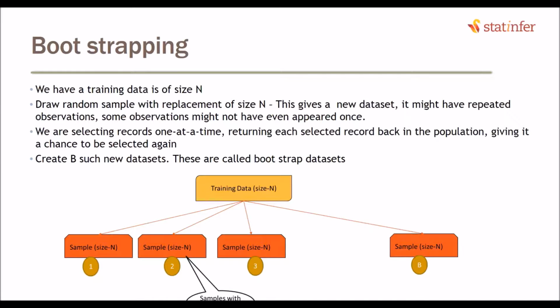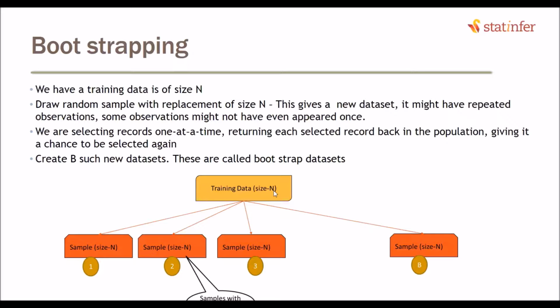So the first step is bootstrapping. If we have a training data set of size n, then we draw samples with replacement of size n. That means we take a single data point, we note it down and put it back. Again we take another data point, we note it down and put it back. We repeat this process until we reach the size of the whole data set.